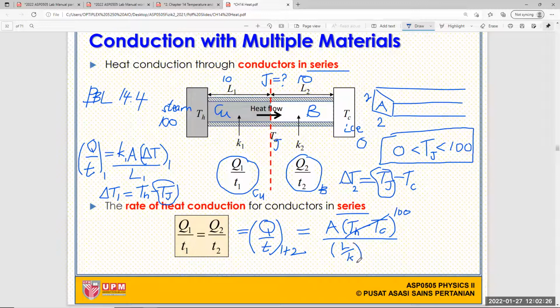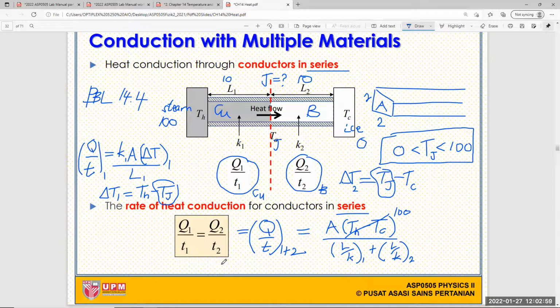For the first material plus the L over K for the second material. This L over K is a layer term where we add up in this manner. If you want to know the overall, this value Q over T for overall is always equal to the Q1 over T1 for the individual one. But anyway, we can solve the problem to find TJ.